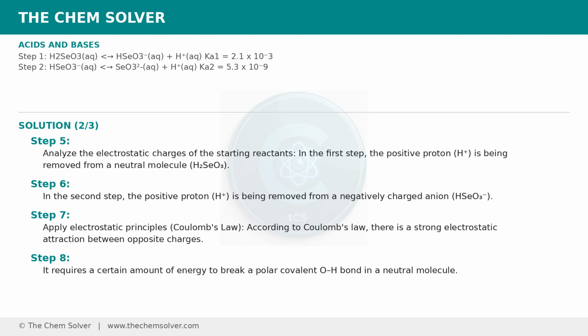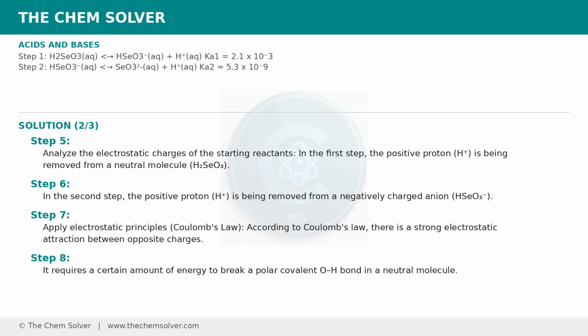Analyze the electrostatic charges of the starting reactants. In the first step, the positive proton, H⁺, is being removed from a neutral molecule, H2SiO3. In the second step, the positive proton, H⁺, is being removed from a negatively charged anion, HSiO3⁻.